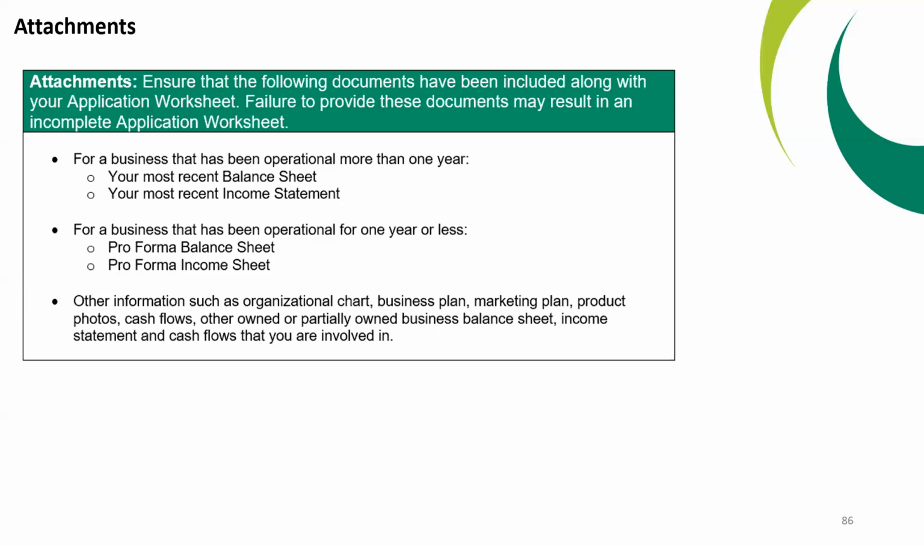Attachments. So for a business that's been operational more than 1 year, we want to see your most recent balance sheet and your most recent income statement. And really, we're in early 2024 right now. I would hope that we're going to be seeing financials from 2023 from you, not 2022 or older. And for a business that has been operational for 1 year or less, that's perfectly fine. Again, we do look forward to receiving applications from new or startup businesses.